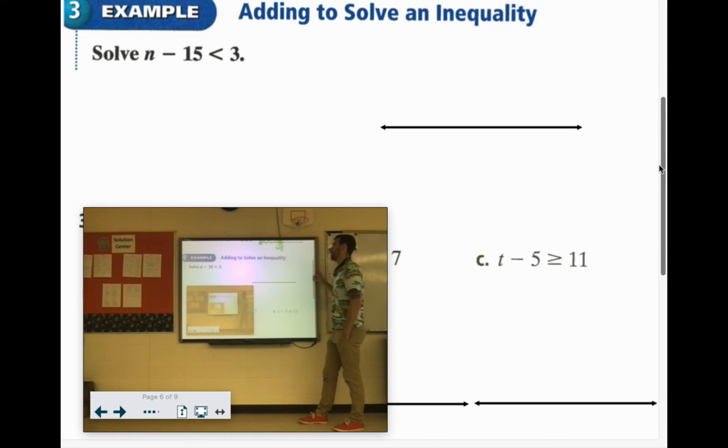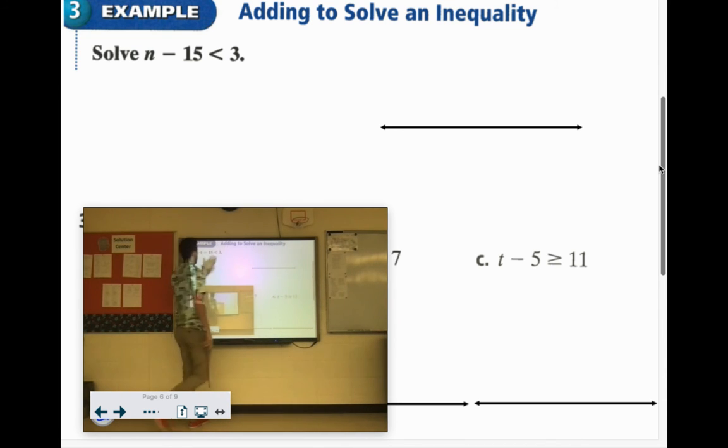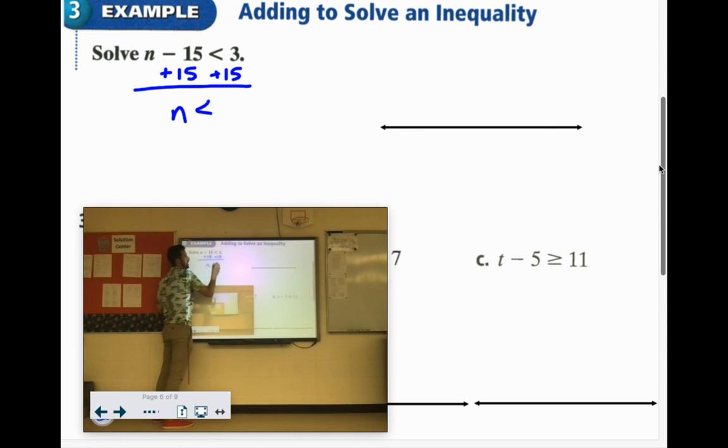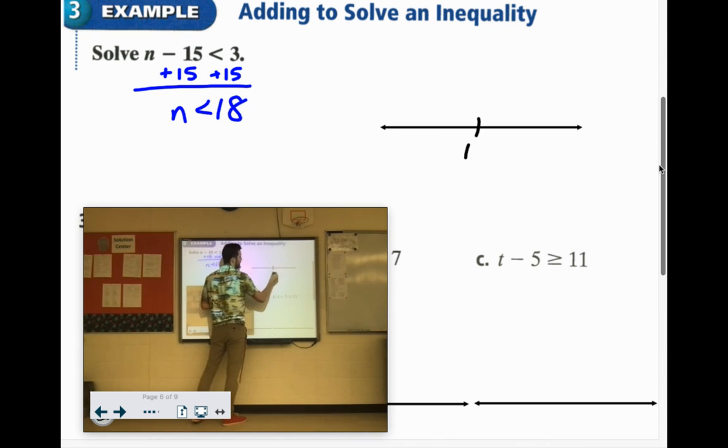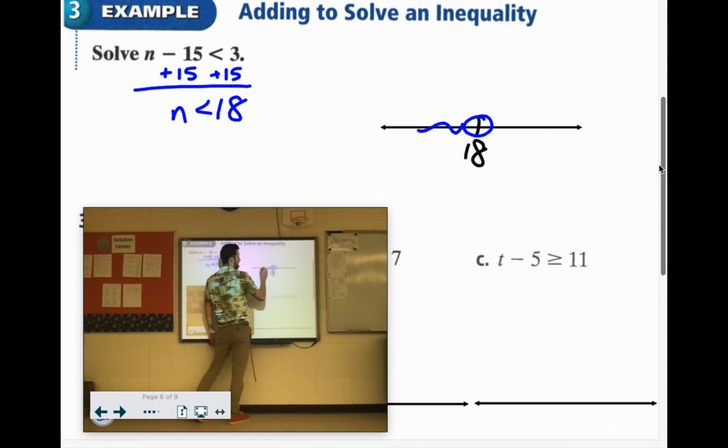All right, and these ones, ooh, now we have to add, okay. All right, careful. So n minus 15 is less than 3. How do we get rid of minus 15? We add 15. 3 plus 15 is 18. So for our graph, we need 18 up there. It's just less than, so it's an open dot, shade to the left.